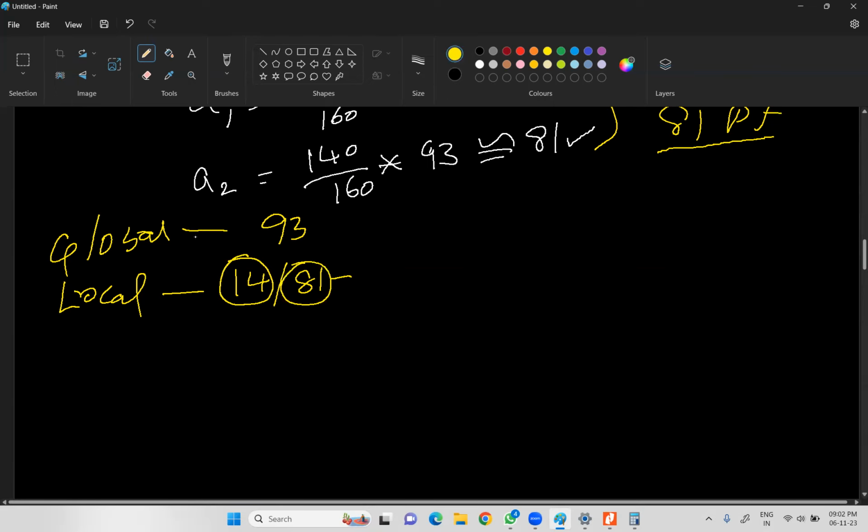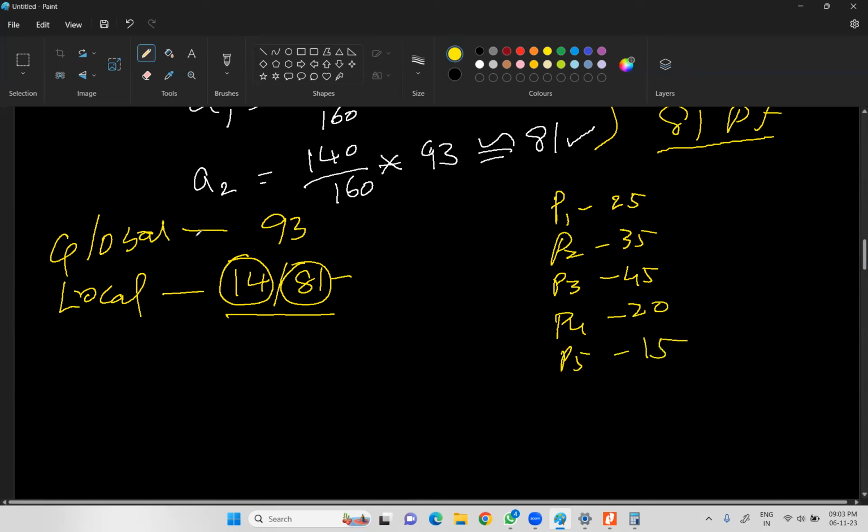For example, if the number of processes increases, this number also decreases here. Process P1 needs 25 pages, process P2 needs 35, process P3 needs 45, process P4 needs 20, process P5 needs 15, something like this. Identify the capital S value and allocate according to the proportional ratio. Now the allocated numbers will be reduced completely.